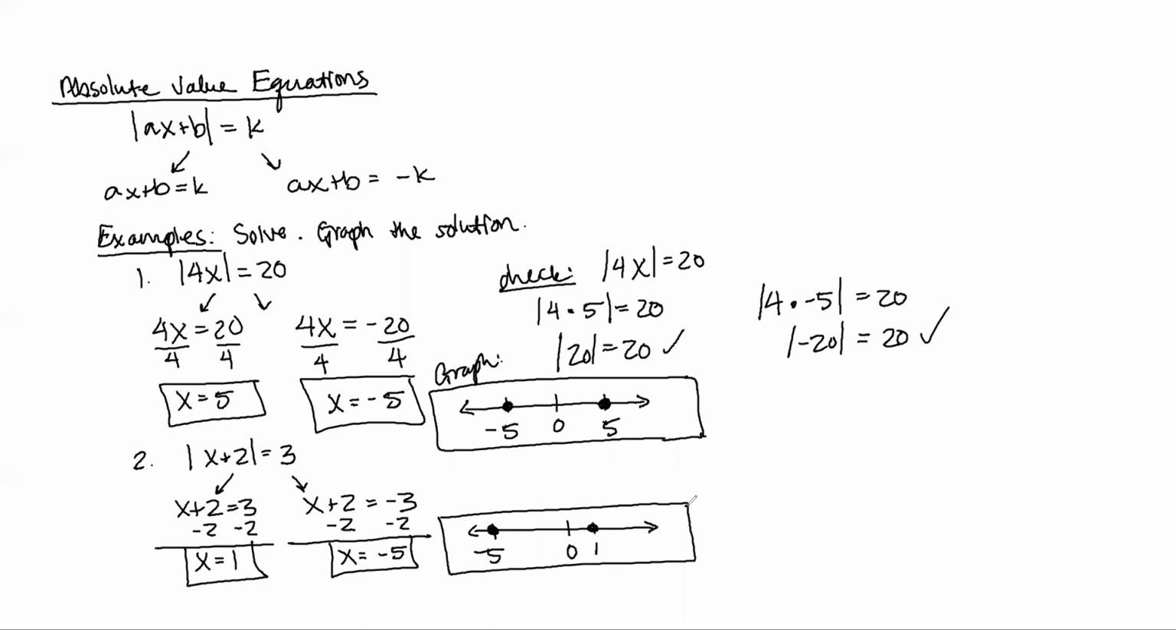Absolute value equations in general are pretty nice compared to absolute value inequalities. Let's just do a couple more of these. Number 3. Let's go ahead and do the absolute value of 5 minus 3/5 k equals 11.